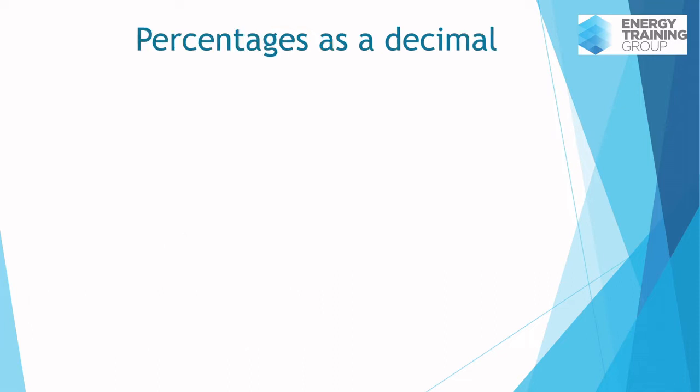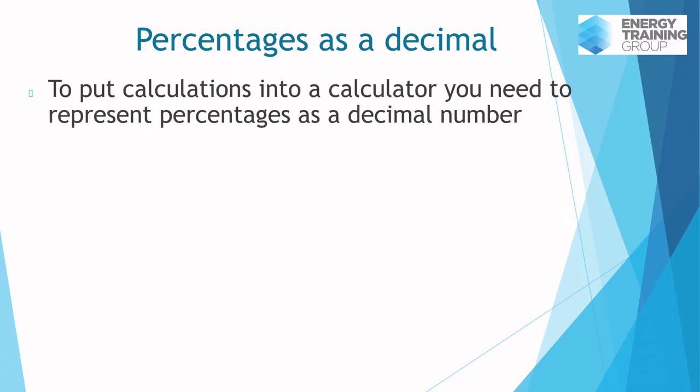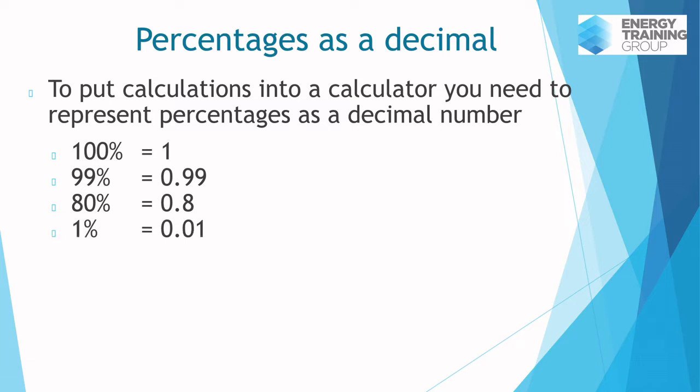You also need to make sure you can represent all your percentages as a decimal. To put your calculations into a calculator, you need to represent percentages as a decimal, not as a percentage, or else you can't punch them into your calculator. So 100% as a decimal is represented as 1, 99% would be 0.99, 80% would be 0.8, 1% would be 0.01, or 0.55% would be 0.0055. So you're just moving the decimal place to get to your correct number.